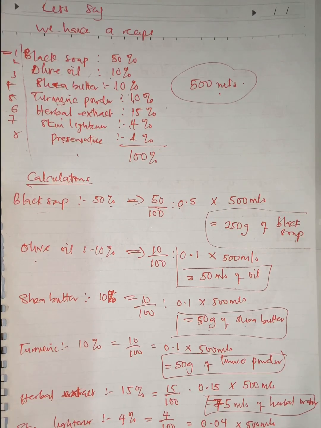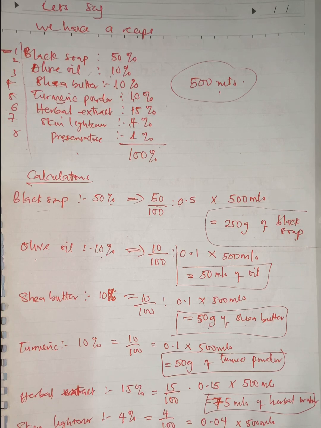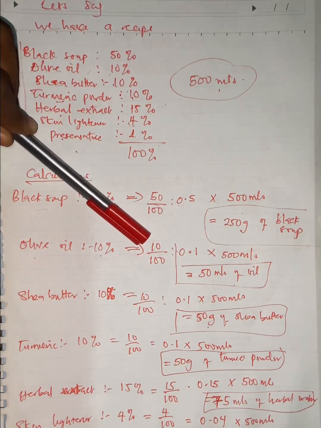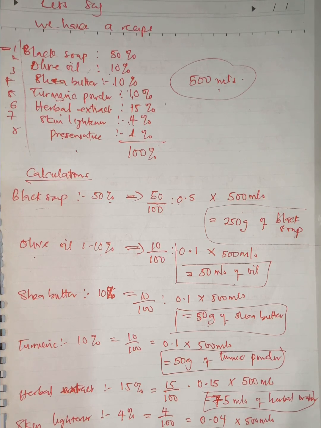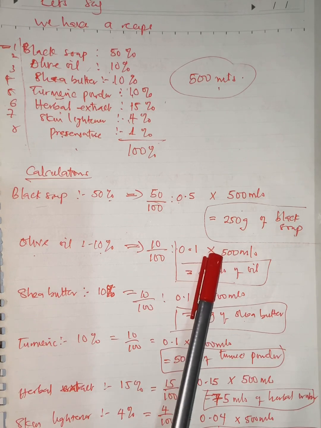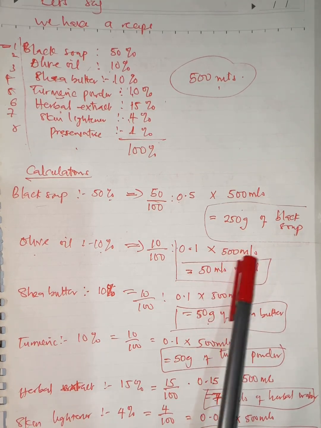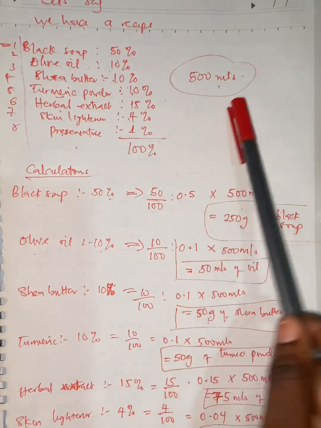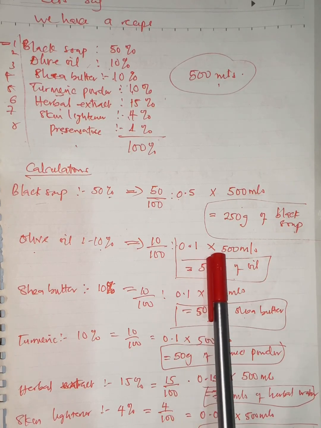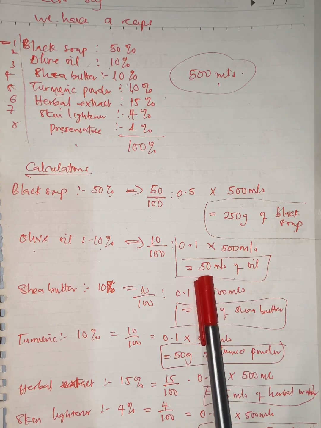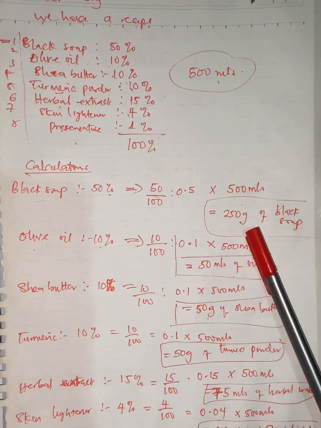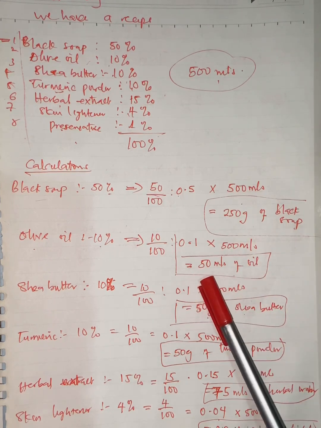For the olive oil, the recipe calls for 10% olive oil. So you calculate the percent, which is 10 over 100, and that gives us 0.1. Now 0.1 times the total amount of product to be produced, which is 500 mils, like you see here. So that is 50 mils. When you multiply 0.1 by 500, that is 50 mils of oil. So for this recipe, we are going to need 250 grams of black soap and 50 mils of oil.